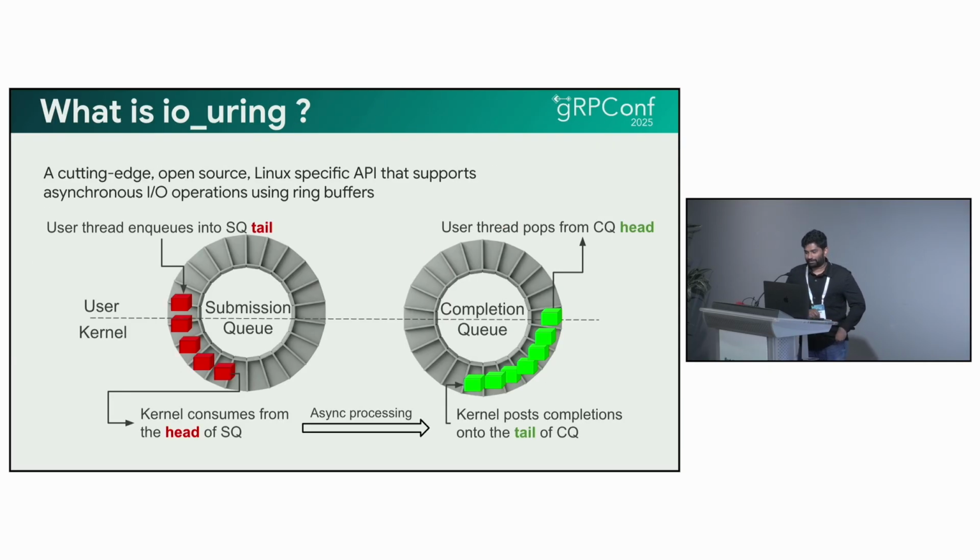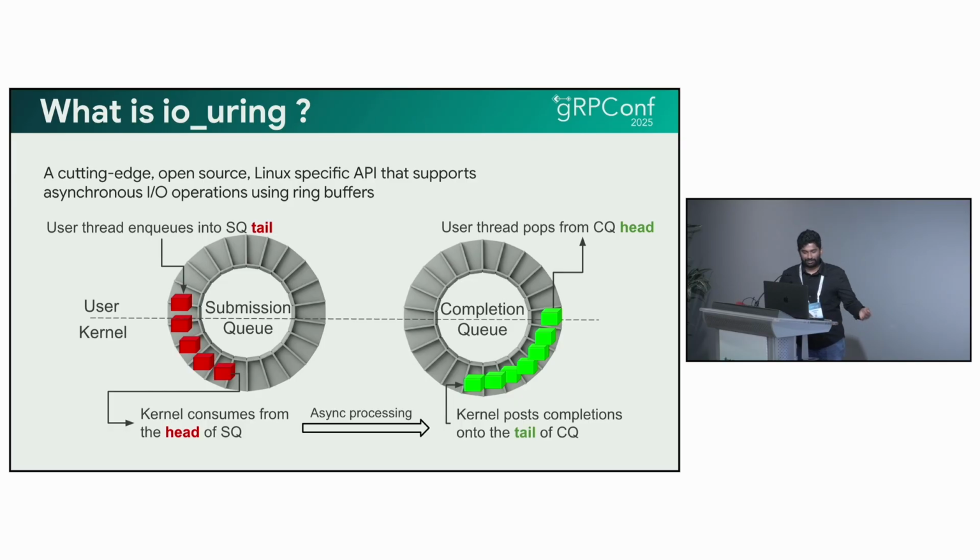We are primarily interested in studying whether IO Uring can be an answer to these problems. Let's take a step back and understand what IO Uring is. IO Uring is an open source cutting edge Linux specific API that supports asynchronous syscalls. At a high level, it relies on two memory map buffers. There is a submission queue, which an application can use to enqueue syscalls. And then there is a completion queue, which the kernel uses to post completions of enqueued syscalls, and the application can read that completion queue to get notified.